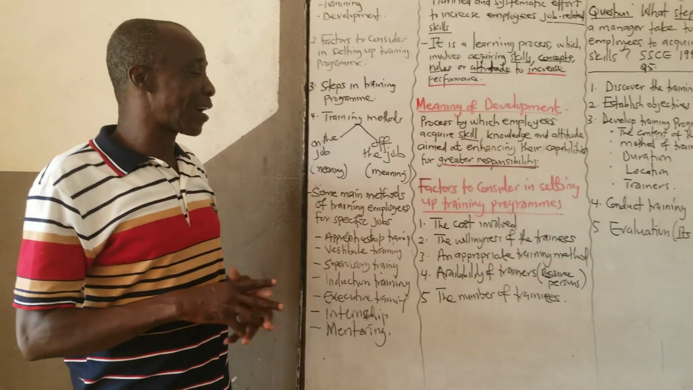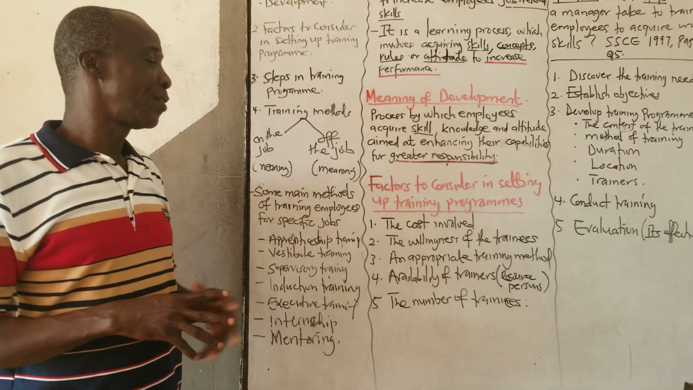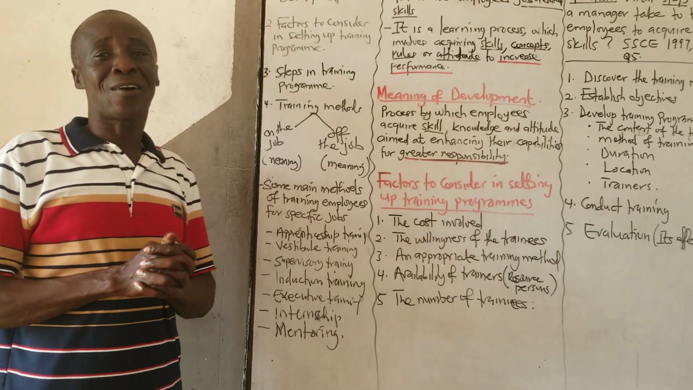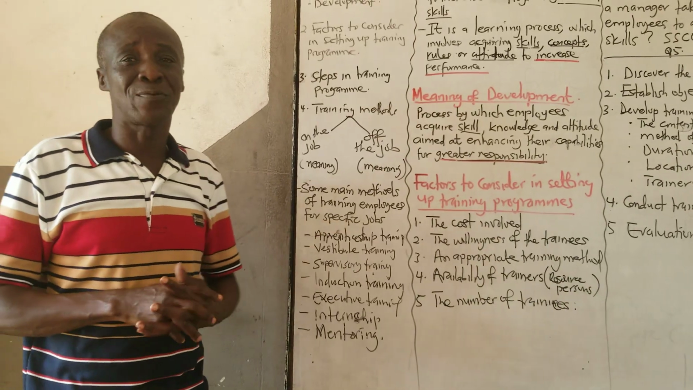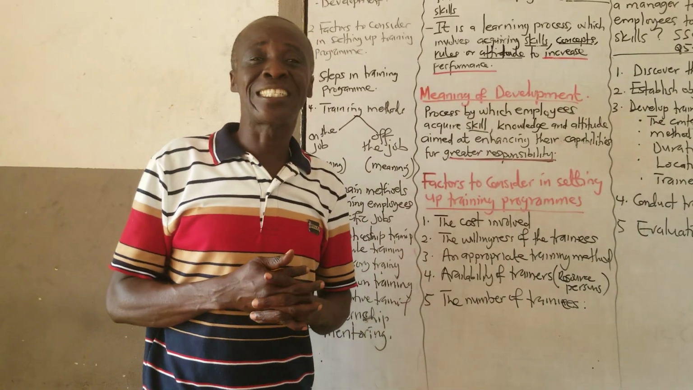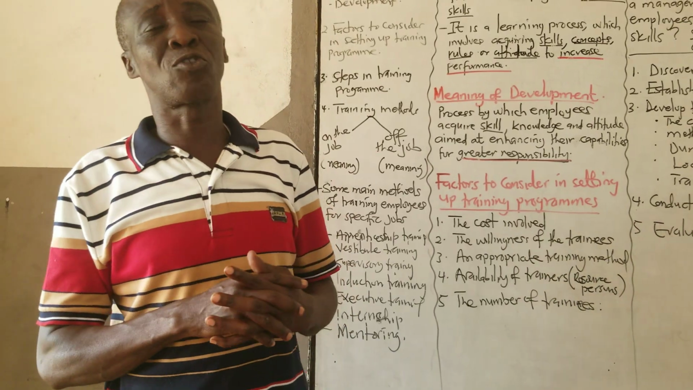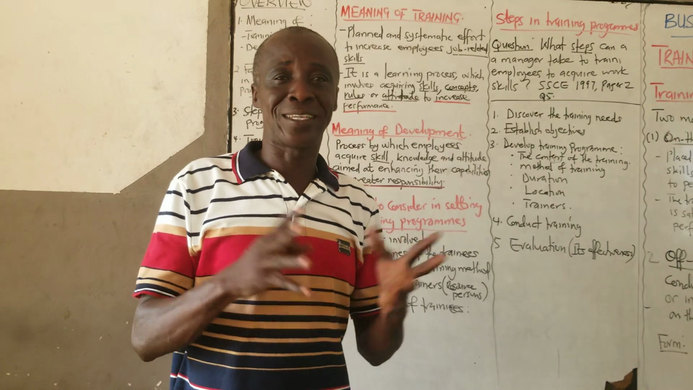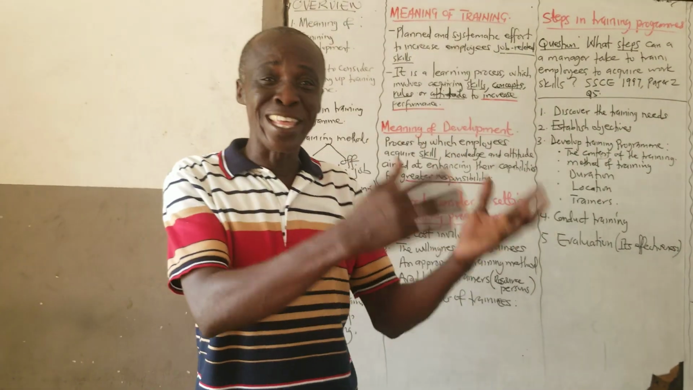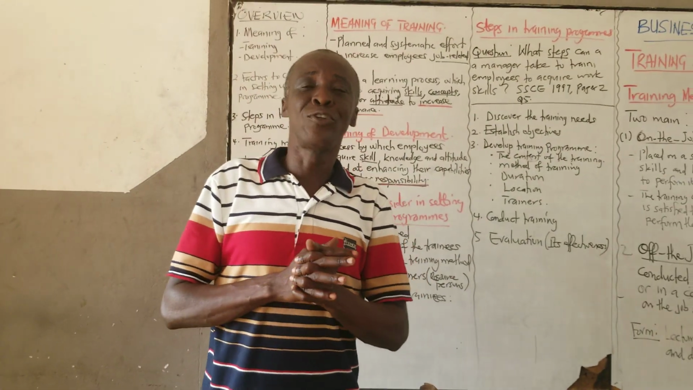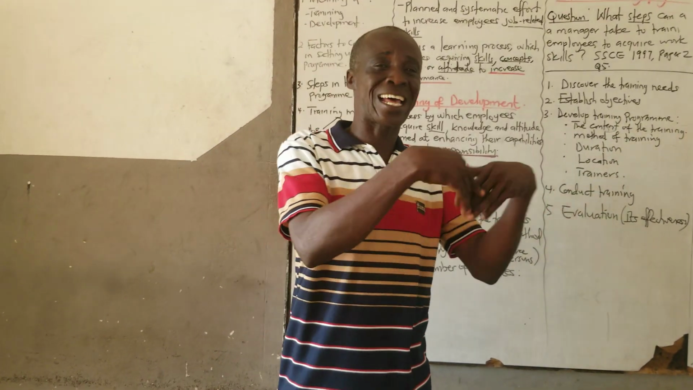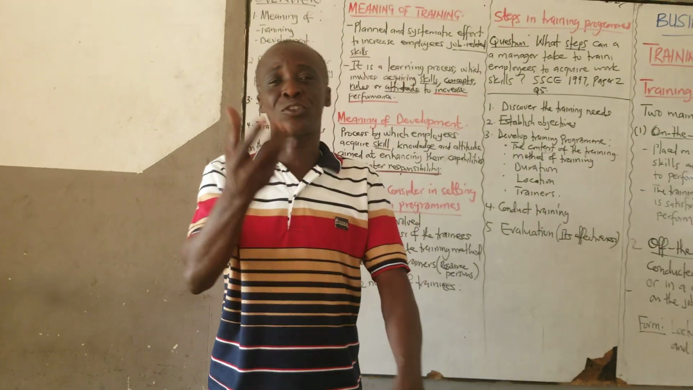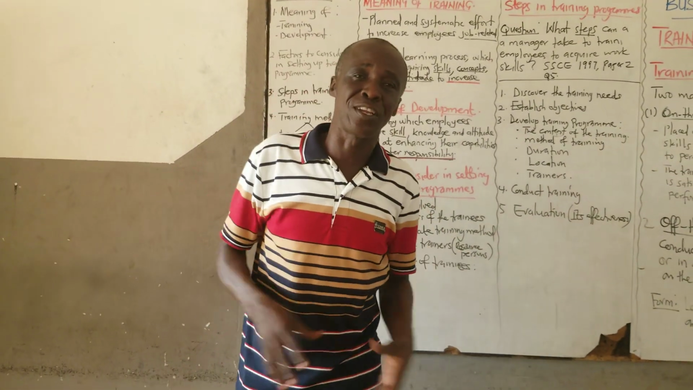Now let's look at factors to consider in setting up a training program. Very simple, straightforward factors. The first one, you have to look at the cost involved. You have identified that there is the need for training. So how much are you going to spend in training the employee or employees? You need to do your cost benefit analysis. Find out the amount of money you are going to spend and the benefit you are going to have at the end of the training.